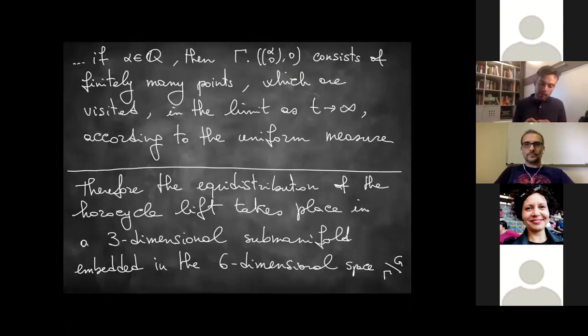Right? So what happens there is that you will see individual points here, each of which comes with equal probability in the Heisenberg part, and in the SL2 part, you will see the uniform measure. So you will get equidistribution on a three-dimensional submanifold, the three dimensions coming from the SL2 part, and then you have finitely many copies of three-dimensional objects. So that's why you get a submanifold, which is embedded, over which the equidistribution takes place.